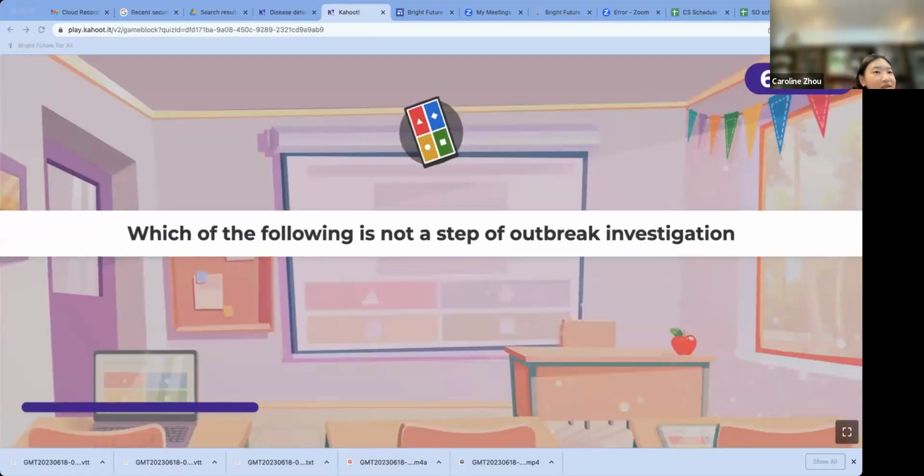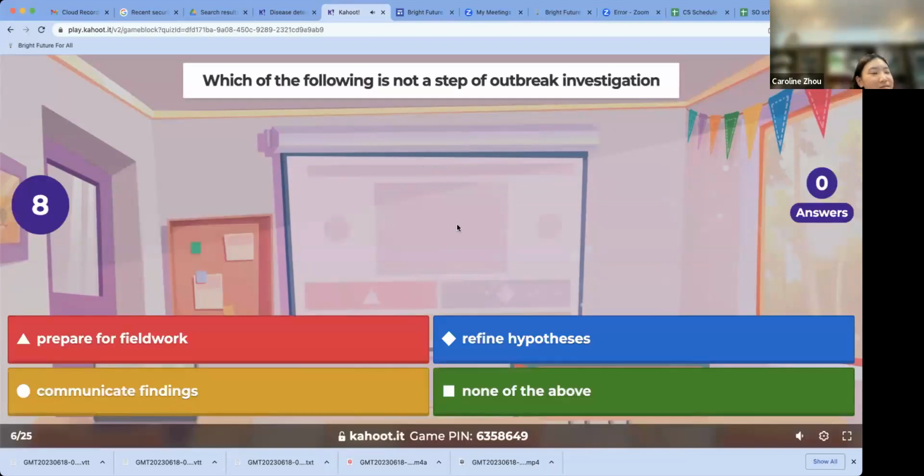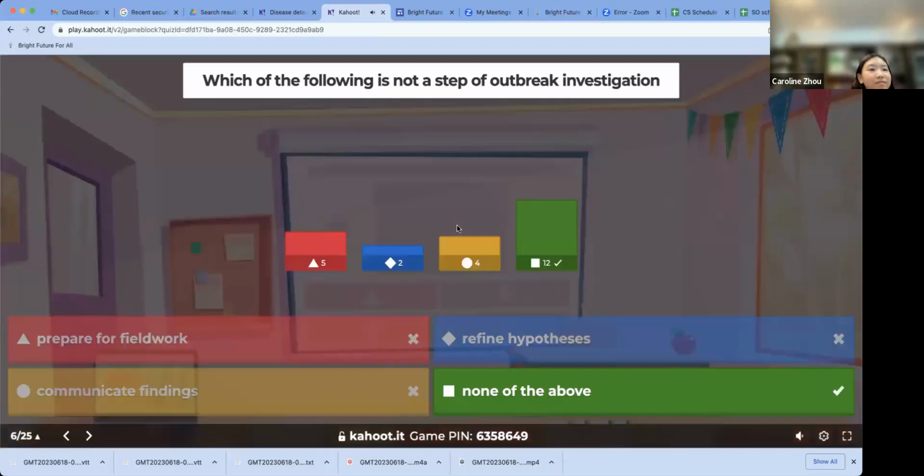Double points. Which of the following is not a step of outbreak investigation? It's none of the above. All of them are steps. Good job.